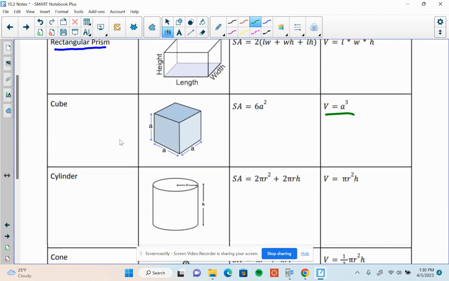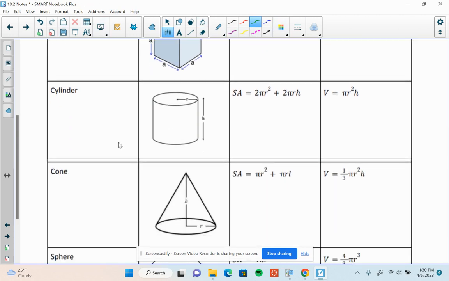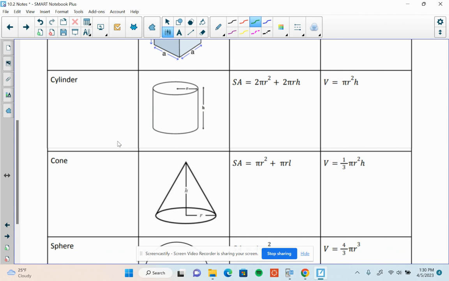All right, let's look at the cylinder. The cylinder has a circular top. So this is a circular top. It has a circular bottom, so the bottom is exactly the same size. So the top and the bottom are both circles with a radius of r. So notice that the area of the bottom and the top are both pi r squared. So I have 2 pi r squared for the area of the top plus the bottom, pi r squared twice.